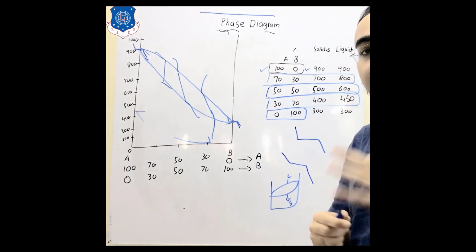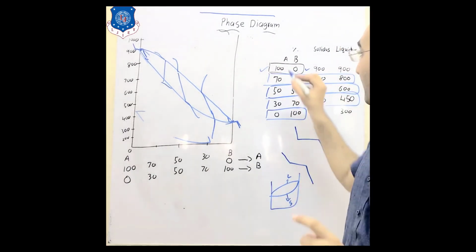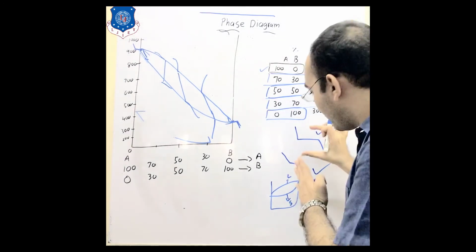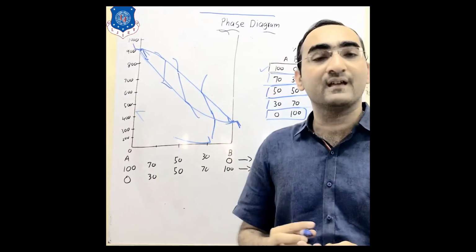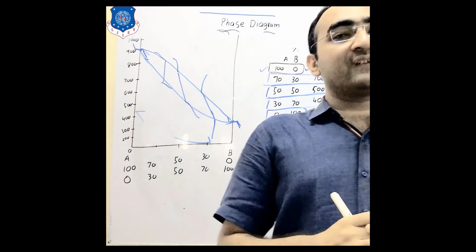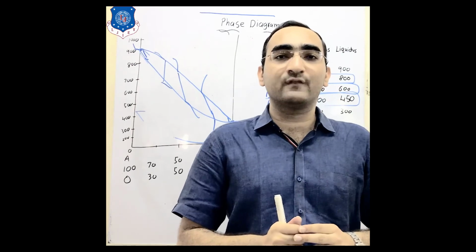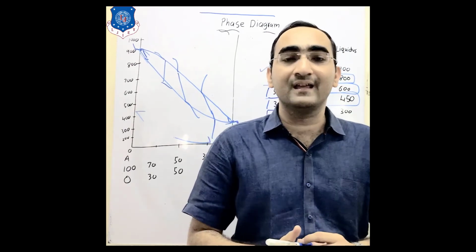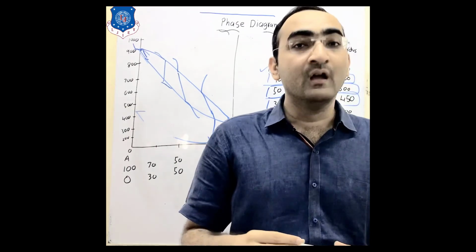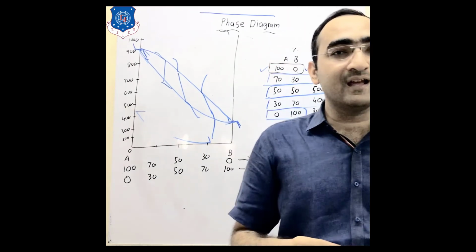How are we plotting? Make it clear: for a pure metal we draw this way, for an alloy this way. So our whole phase diagram is made up from these cooling curves only. Clear? So this was about your phase diagram, and the different types of phase diagram we will see in our upcoming lectures, and we will also discuss the lever rule. Till then, thank you.